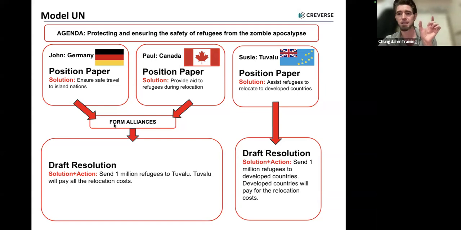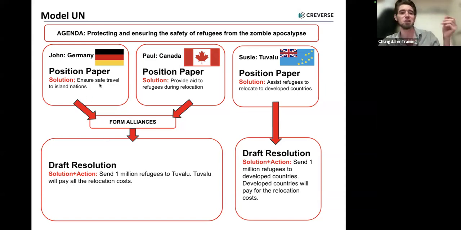Once they've formed an alliance, they're going to work together to write a draft resolution. How is that different from a position paper? Well, those countries will provide solutions for that problem, but they're also going to be providing actions. What's an action? An action is how that solution will be realistically implemented. So for example, it says down here, send 1 million refugees to Tuvalu, and Tuvalu will pay for all the relocation costs. Okay, so good way to put that.